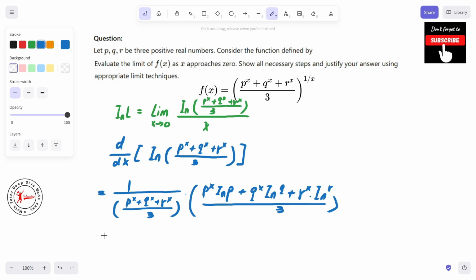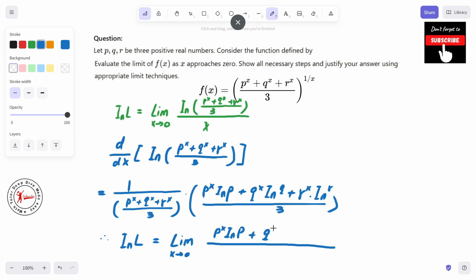When we simplify, the 3's cancel out, and we are left with the limit as x approaches 0 of the following. In the numerator, we have p to the x times the natural log of p, plus q to the x times the natural log of q, plus r to the x times the natural log of r. In the denominator, we have p to the x plus q to the x plus r to the x. Then, take the limit as x approaches 0.